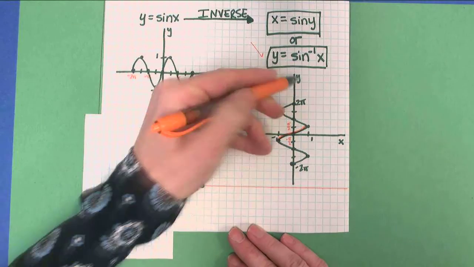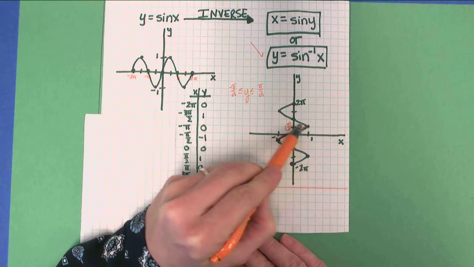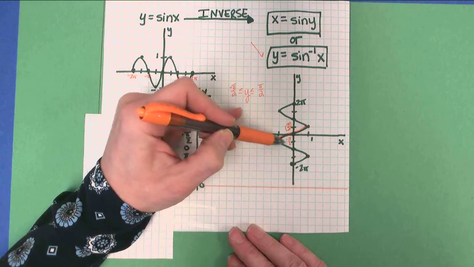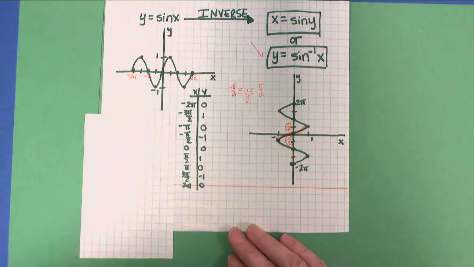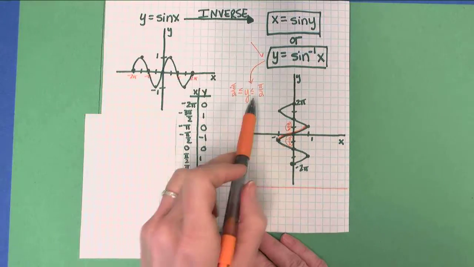If we go any higher than pi over 2 on the y-axis, if we turn that bend, we fail the vertical line test. If we go any lower than negative pi over 2, if we turn that bend, we fail the vertical line test. So y equals sine inverse x is defined only right here.